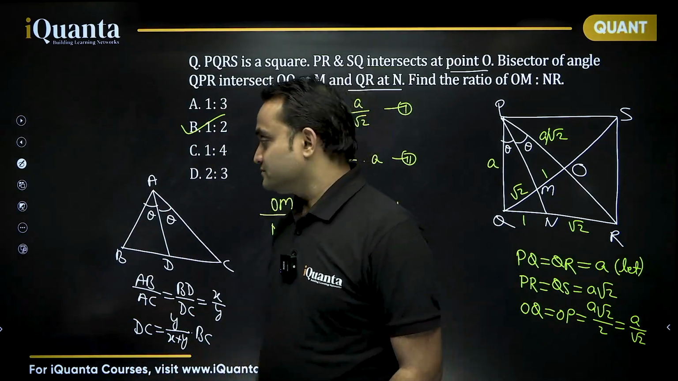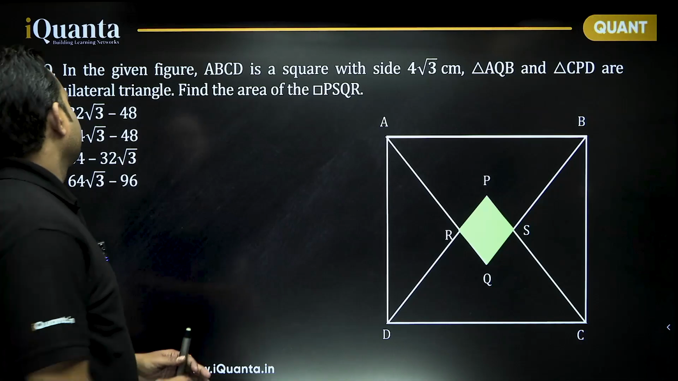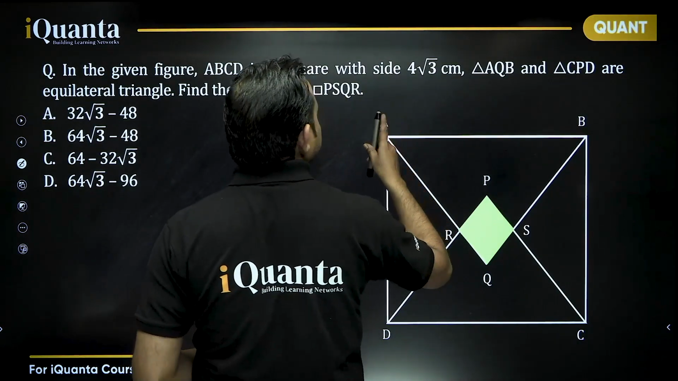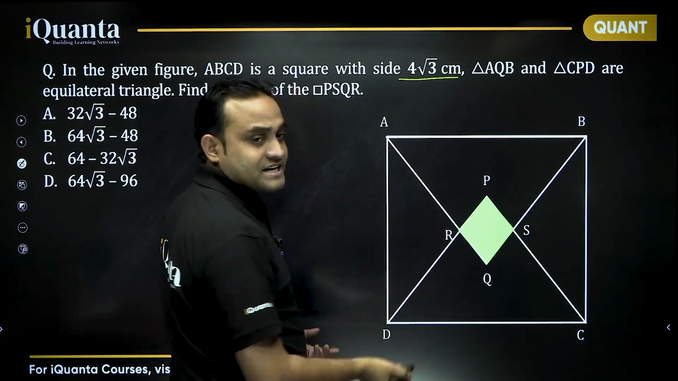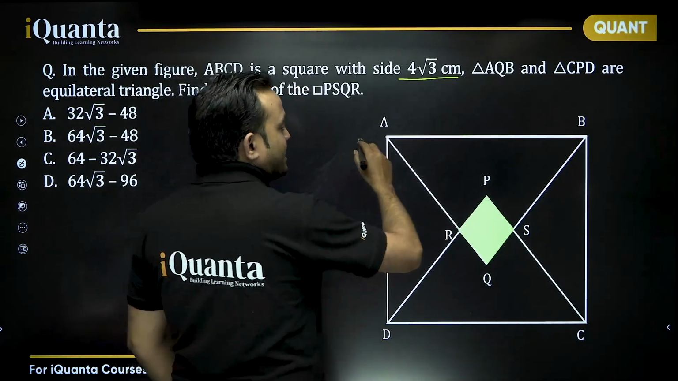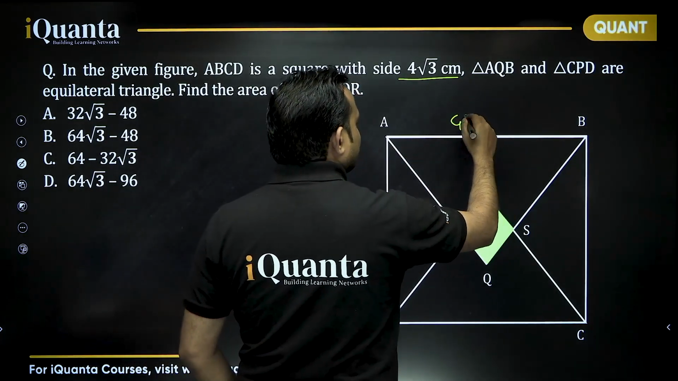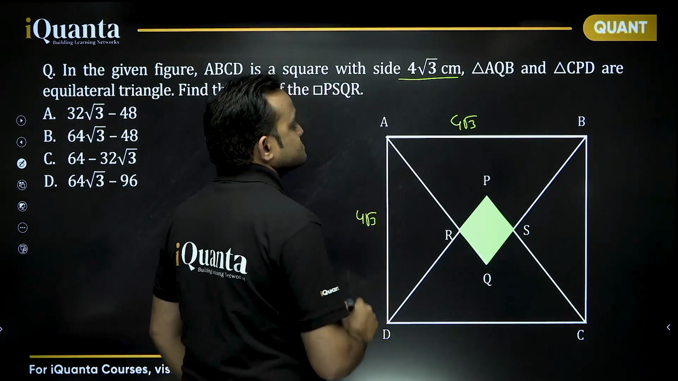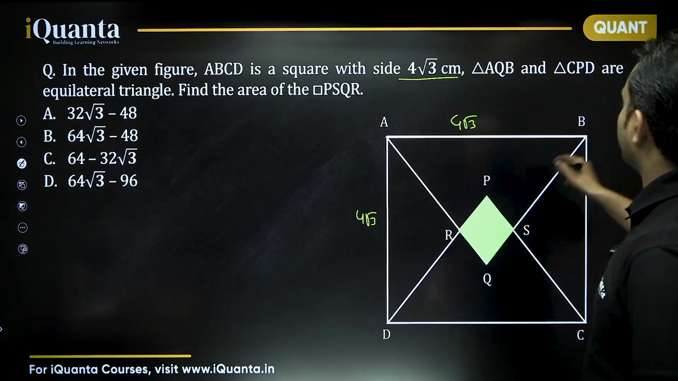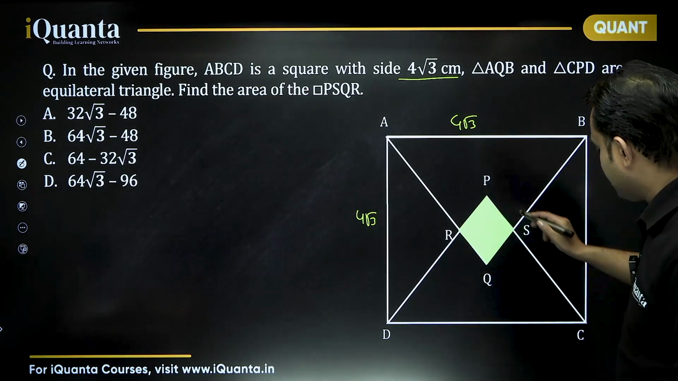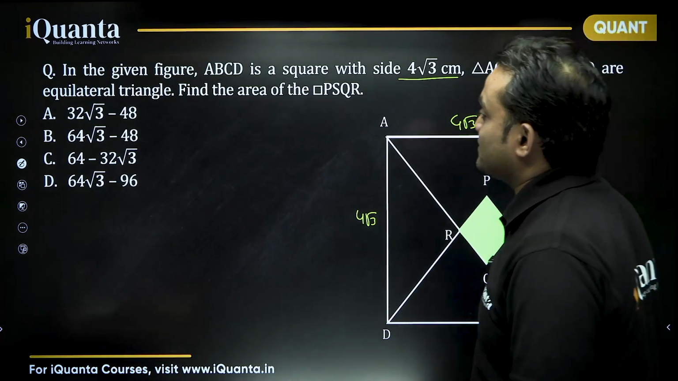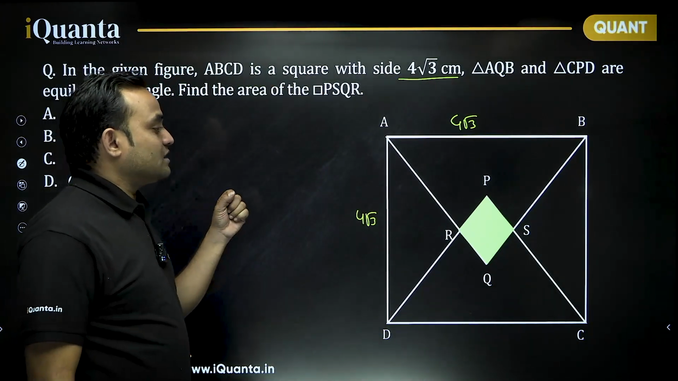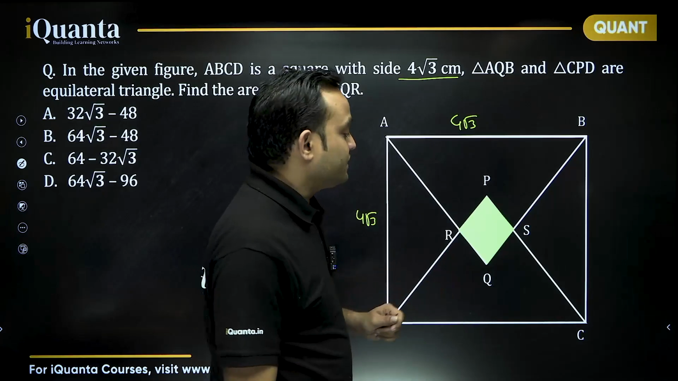All right. This question says in the given figure, ABCD is a square with side 4 root 3 centimeter. So ABCD with side length 4 root 3. Triangle AQP and triangle CPD are equilateral triangles. Now find the area of the quadrilateral PSQR. This is what we need to find.